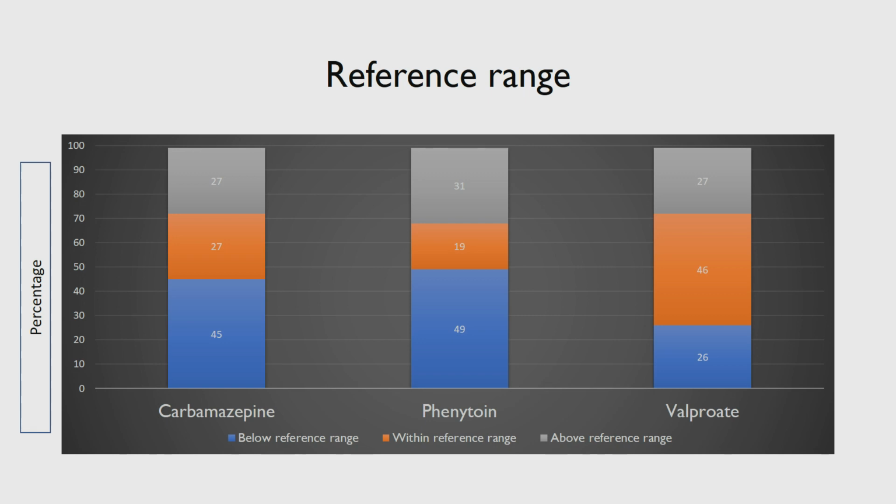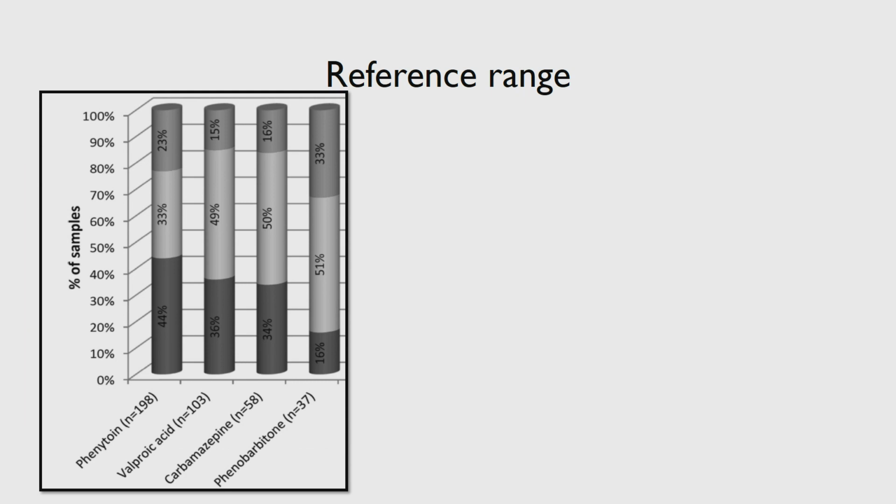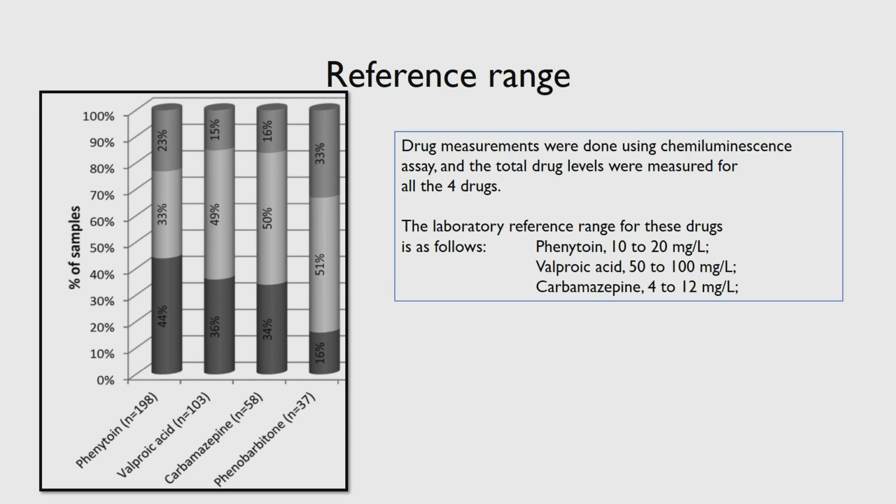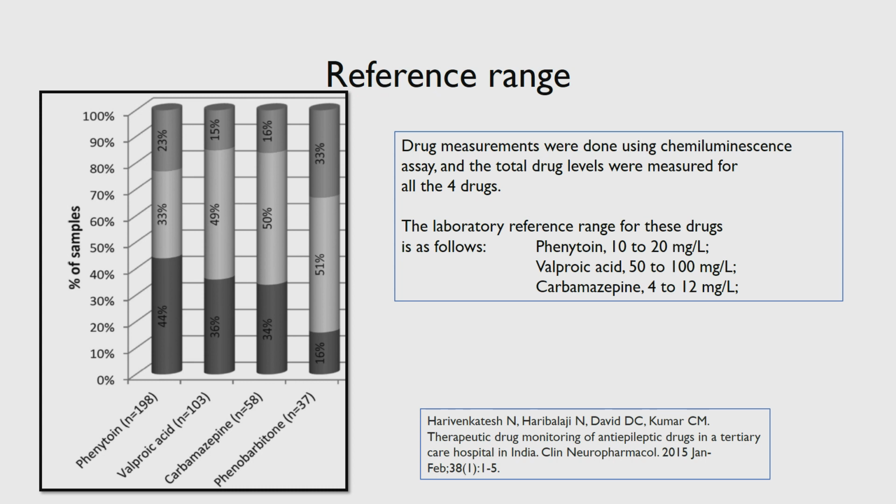While assessing the distribution of these drugs with respect to the reference ranges, we have seen that there is a substantial number of samples which have drug levels outside the reference range. And for phenytoin and carbamazepine, there is a substantial number of samples which are below the reference ranges. This observation is concurrent with studies from Chennai by Hari Venkatesh. They have also explored the same technology and the same reference range, and they have also seen that there are a substantial number of samples which are outside the population reference range in case of anti-epileptics.